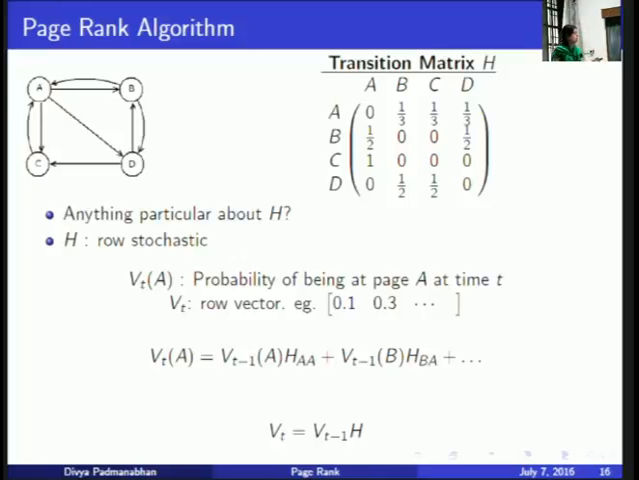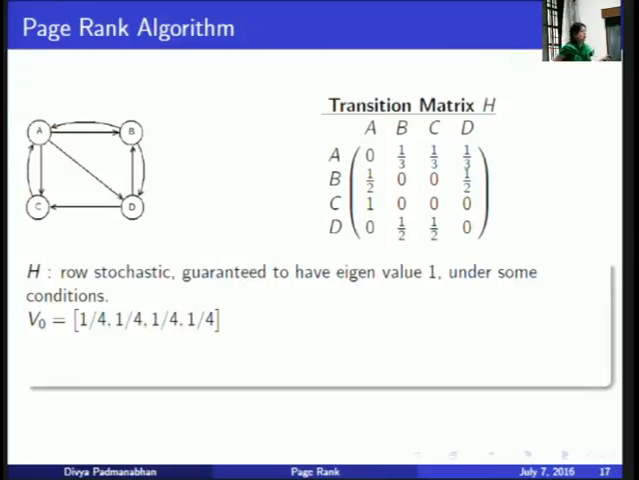So we already mentioned that H is a row stochastic matrix. It's guaranteed to have an eigenvalue 1. So that is the important property that it has, and this will turn out to be useful in computing page rank.